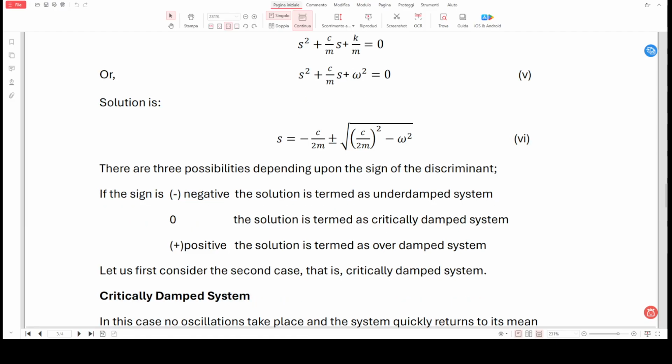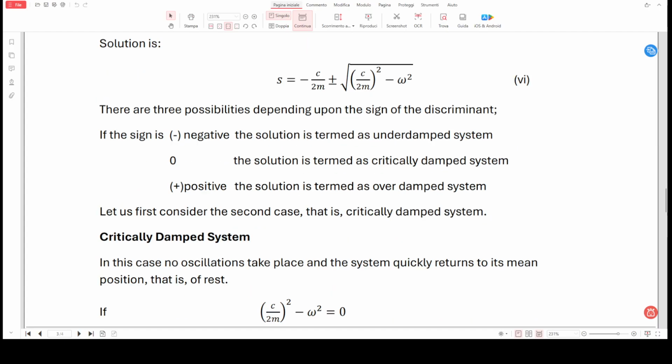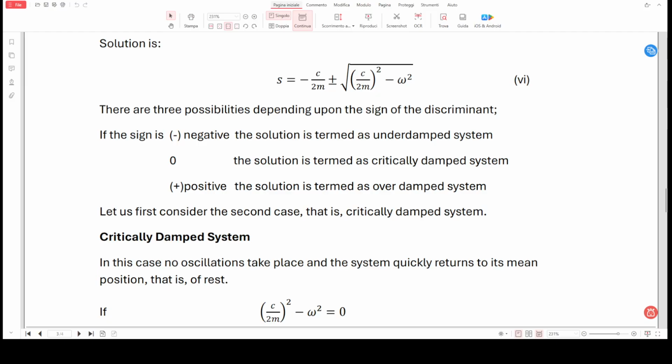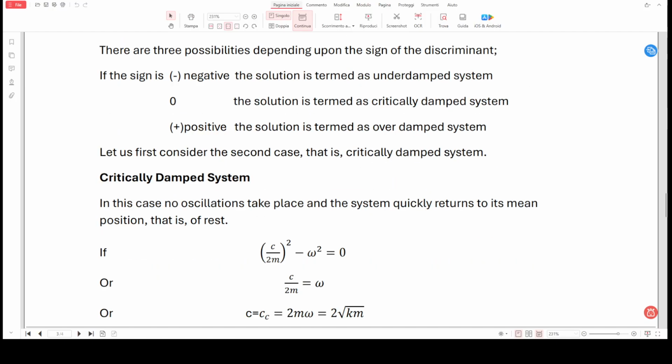When the sign is negative, the solution is termed an underdamped system. When the quantity is 0, the solution is termed a critically damped system. And when positive, the solution is termed an overdamped system. So when the quantity inside the root is equal to 0, the solution is a critically damped system.